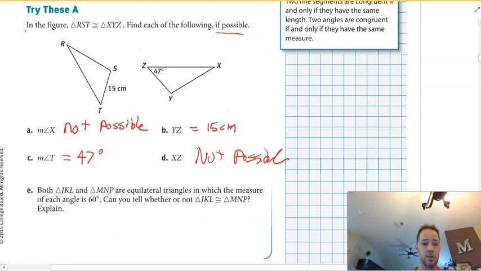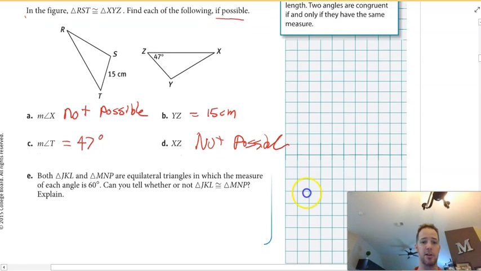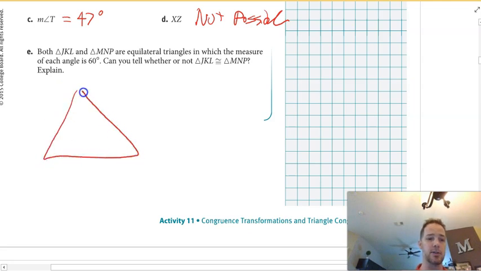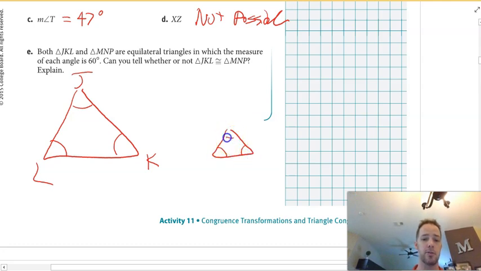On question E, it says both JKL, so must be talking about a different figure here. We don't need that one anymore. Triangle JKL and triangle MNP are equilateral triangles in which the measure of each angle is 60 degrees. Can you tell whether or not these triangles are congruent, and explain? So if I have two equilateral triangles, so JKL, equilateral means all the angles are 60 degrees. And another equilateral triangle where all the measures are 60. And I'm purposely going to draw this one. Is this still an equilateral triangle? Yeah. M, N, P. Can you tell whether or not these are congruent?